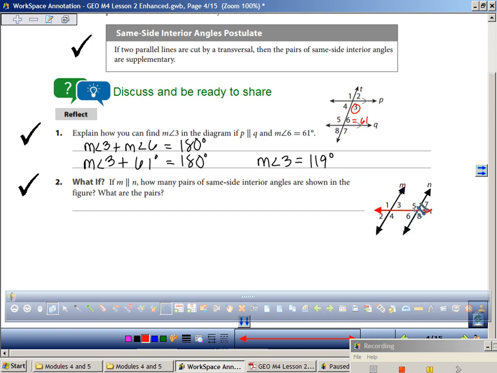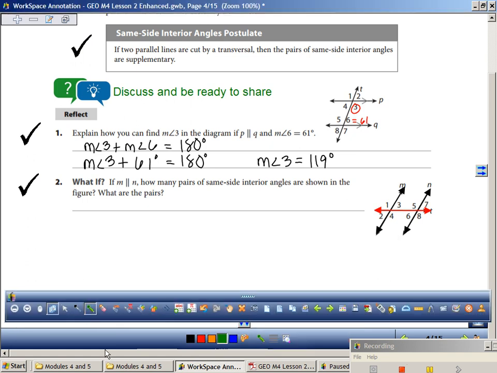So when we're talking same side, we're talking either the top of the red transversal or the bottom, right? If I'm talking interior, where would interior be? Inside the two parallel lines. Kind of stretch it a little bit here without distorting the picture. Okay, so how many pairs of same side interior angles are shown in this figure? How many different than here are the same?